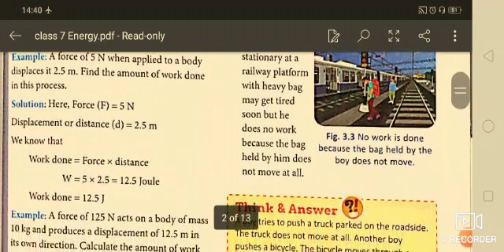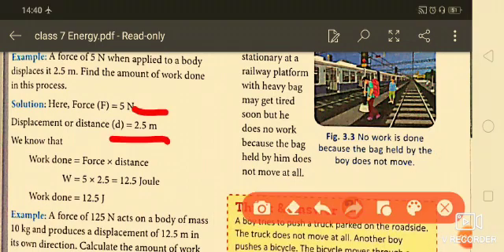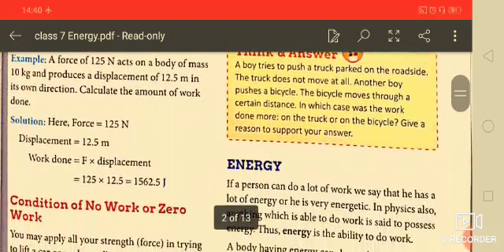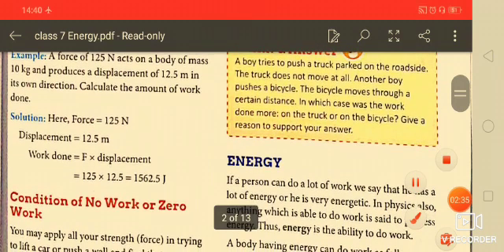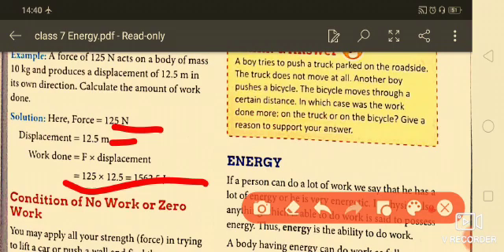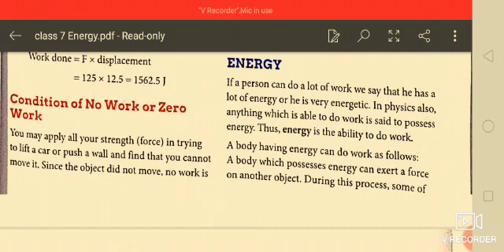Here a numerical problem is given: force is 5 Newton and displacement is 2.5 meter. Now we know that work done is force into displacement, so you multiply 5 into 2.5 and get 12.5 joule as the total work done. In the second numerical, 125 Newton force is applied and displacement is 12.5 meters, so work done is the product of both.